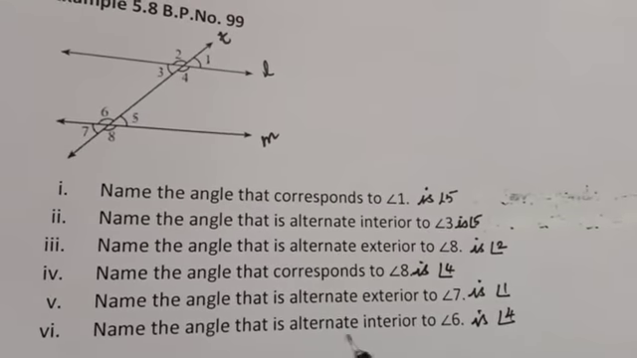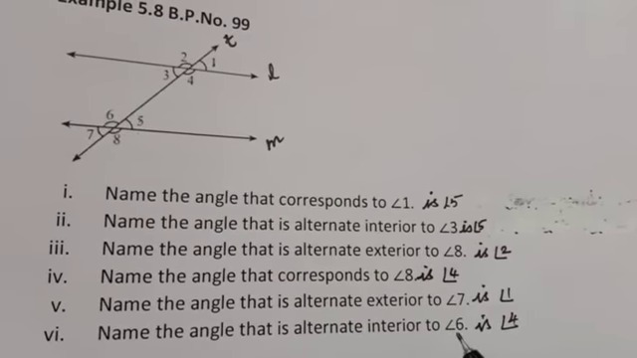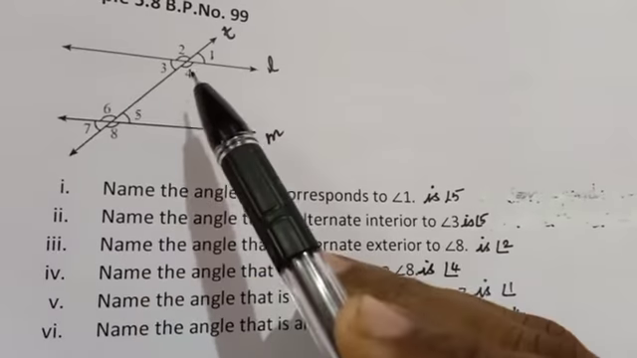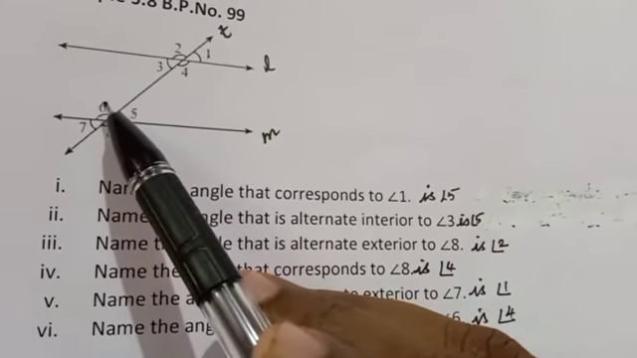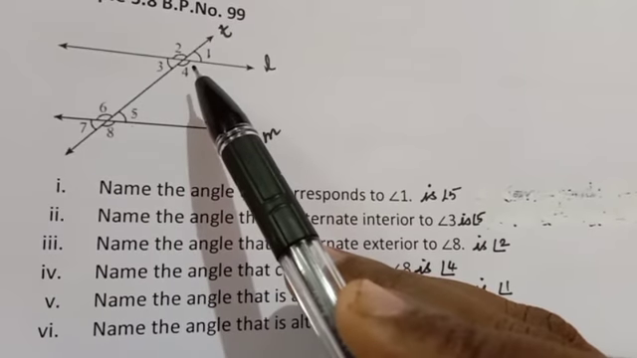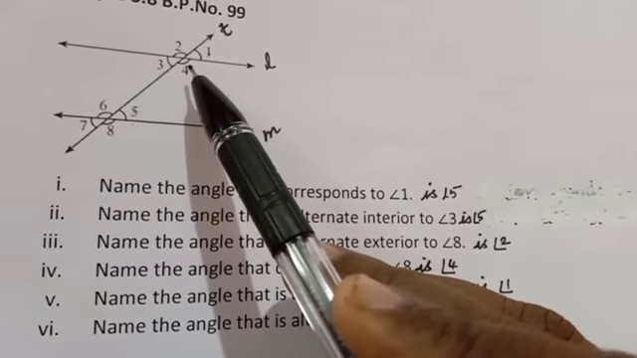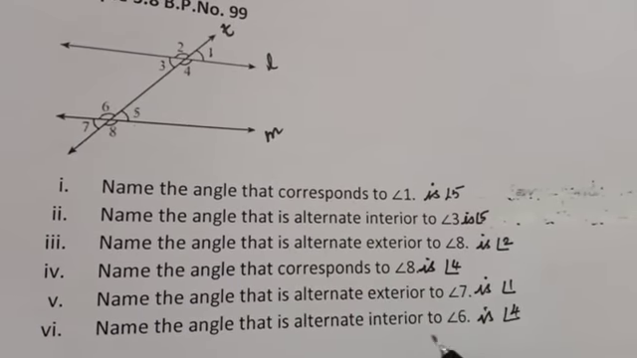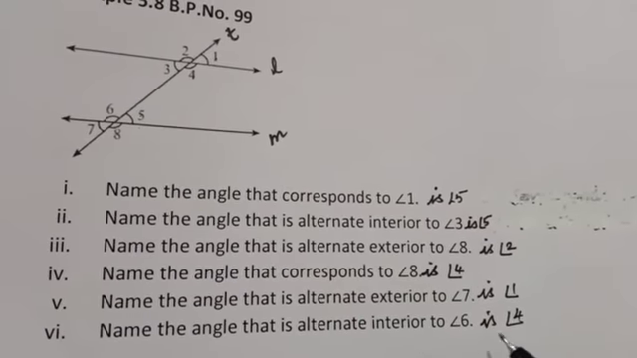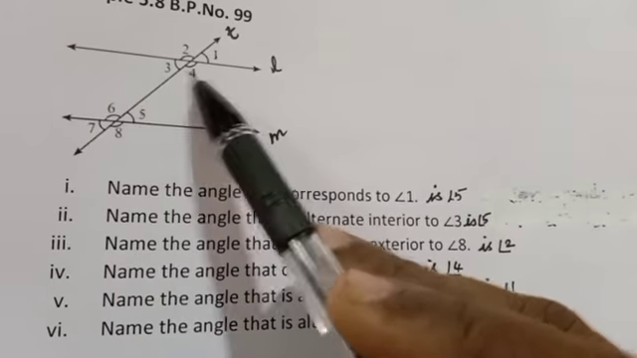Next, name the angle that is alternate interior to angle 6. What are the interior angles? 3, 4, 5, 6. These are interior angles, and we have to find the alternate interior angle. So the alternate interior angle to angle 6 is angle 4. These two are alternate.